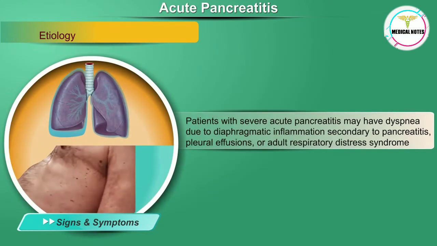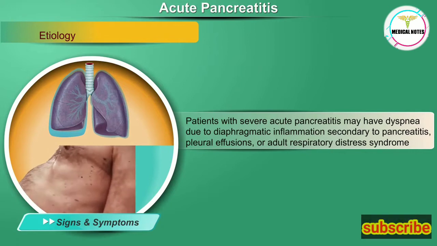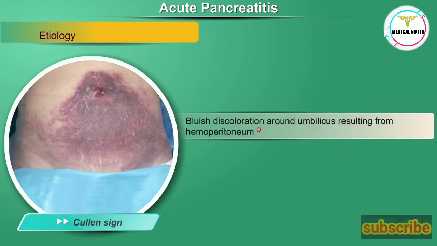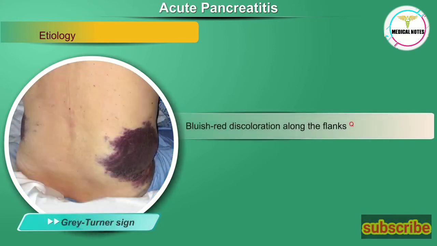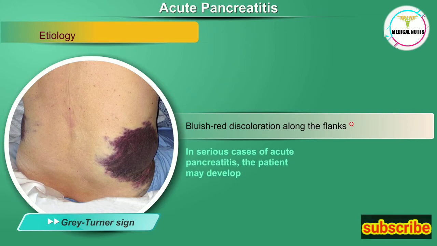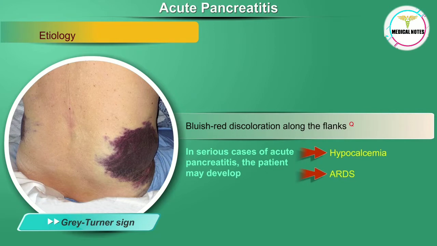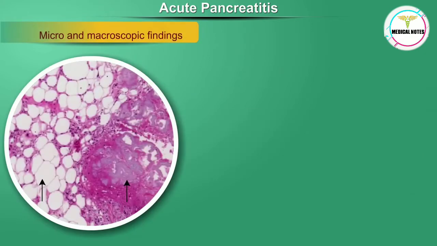Patients with severe acute pancreatitis may have dyspnea due to diaphragmatic inflammation secondary to pancreatitis, pleural effusions, or adult respiratory distress syndrome. Some of the other signs would include a Cullen sign. A Cullen sign is a bluish discoloration around the umbilicus resulting from hemoperitoneum. There's another sign called Grey Turner sign, which is bluish red discoloration along the flanks. In serious cases of acute pancreatitis, the patient may develop hypocalcemia, ARDS, which is adult respiratory distress syndrome, and hemodynamic instability.